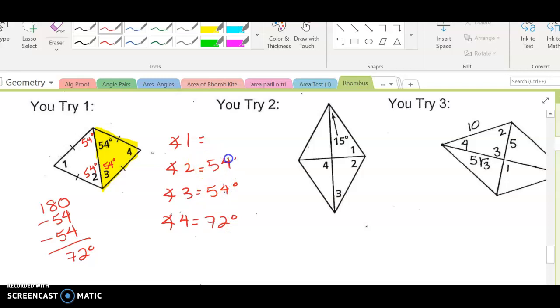And then if that is true, and this one's 72, then angle 1, because that's a congruent triangle, those are matchy-matchy parts, those are corresponding parts, would also be 72.